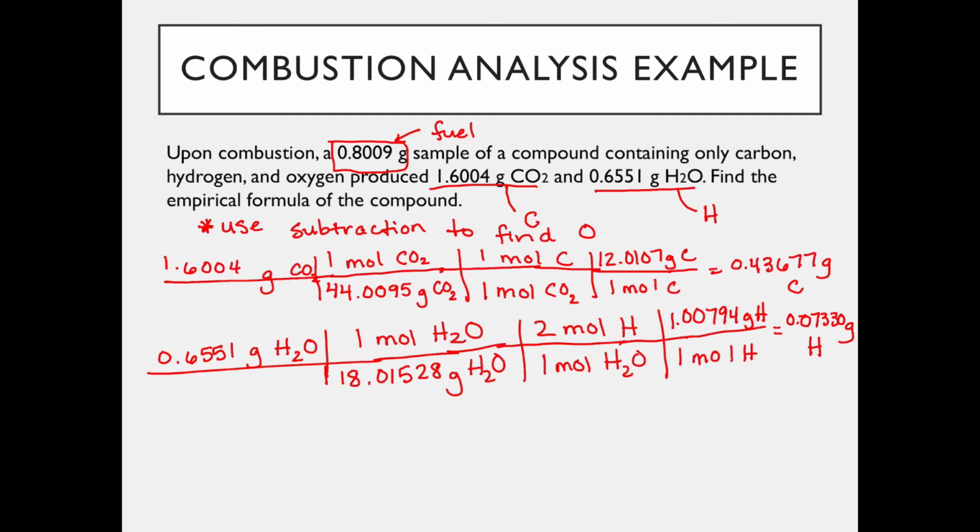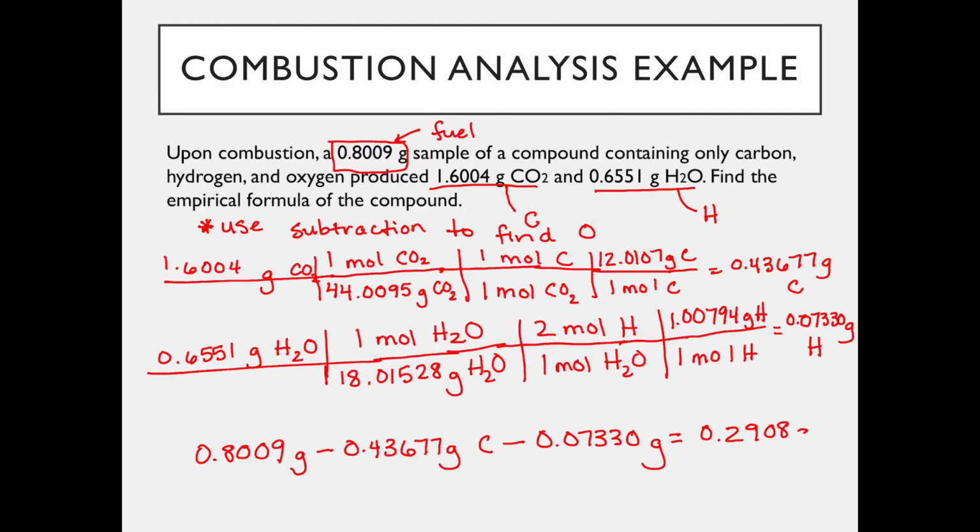All right, so now we have our mass of carbon, we have our mass of hydrogen, and we can subtract to figure out how much oxygen there was. So we'll take our initial mass of our compound. And it said that our compound contained only carbon, hydrogen, and oxygen. So if we subtract out the carbon, and we subtract out the hydrogen, then we will get our mass of oxygen.